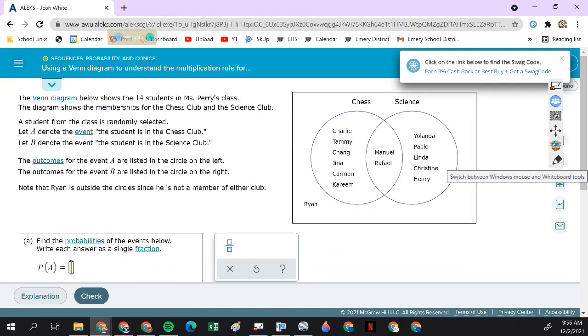All right, here we have a Venn diagram. So we have 14 students. What is the probability of A, meaning that the person is in the chess club? So that would be 1, 2, 3, 4, 5, 6, 7, 8 out of 14. 8 out of 14. Right? Everybody in the chess club.